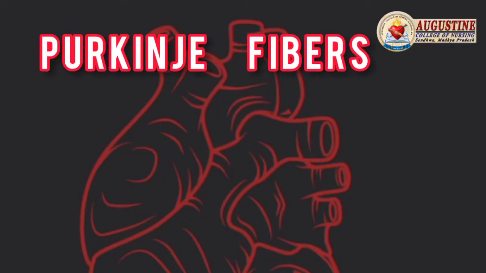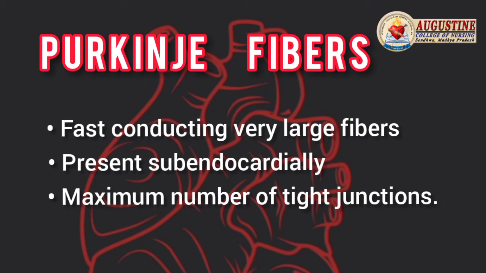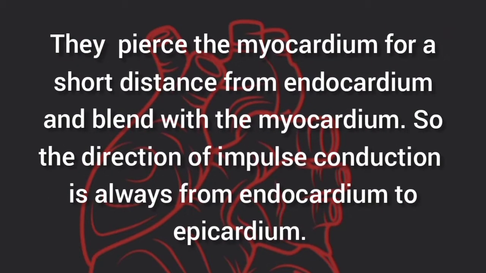The Purkinje fibers. Purkinje fibers are fast conducting, very large fibers and are present subendocardially. Purkinje system has the maximum number of tight junctions. They pierce the myocardium for a short distance from endocardium and blend with the myocardium. So, the direction of impulse conduction is always from endocardium to epicardium.